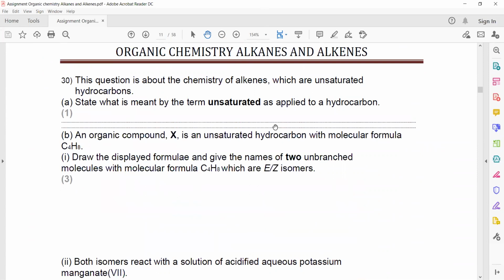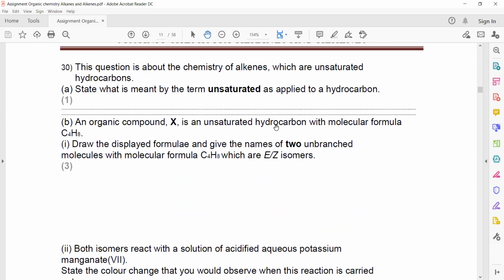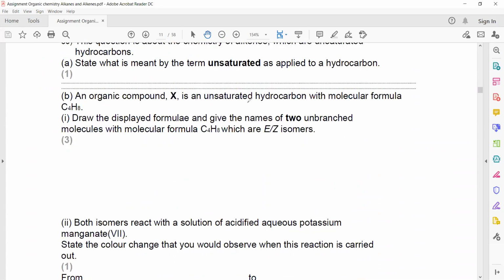So this question is about the chemistry of alkenes, which are unsaturated hydrocarbons. What is meant by unsaturated hydrocarbon? The compound which contains a carbon-carbon double bond. Then in the next part, an organic compound X is unsaturated with a molecular formula of C4H8, which means it is butene. Draw the displayed formula and give the names of two unbranched molecules with the molecular formula C4H8 which have E and Z isomers. So how to draw E and Z isomers?